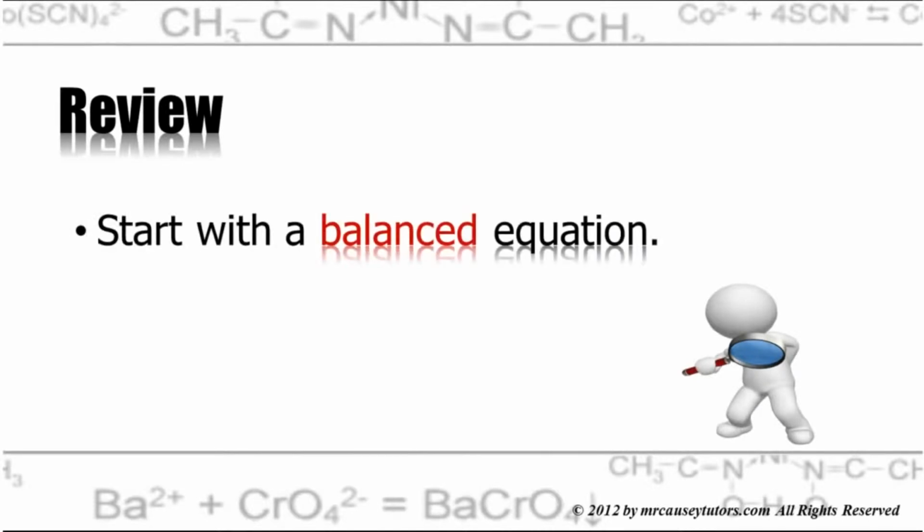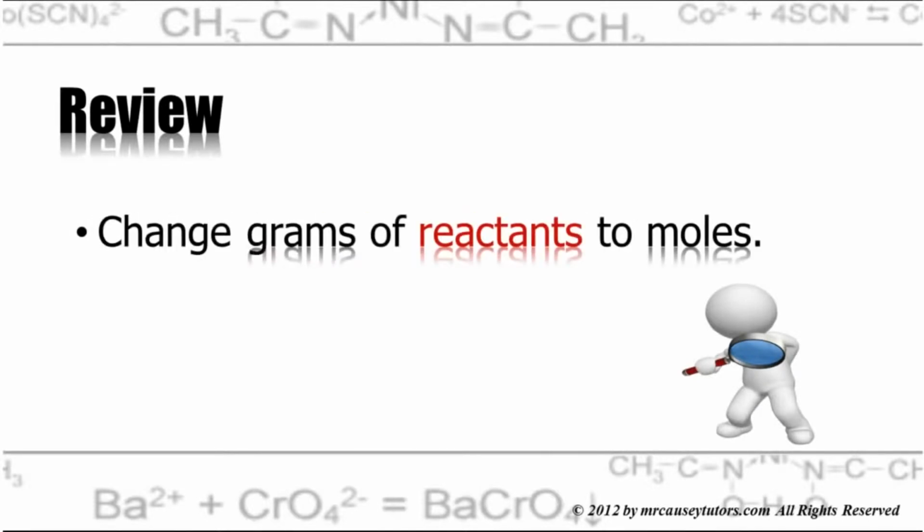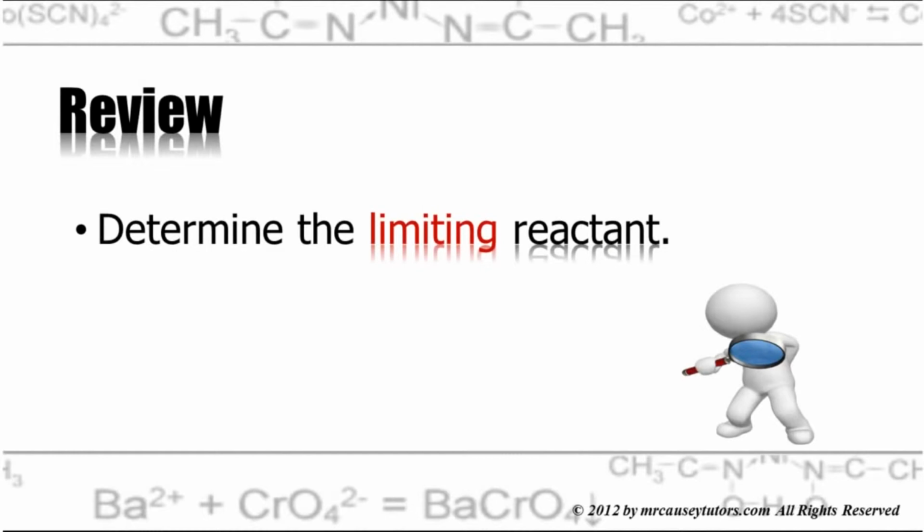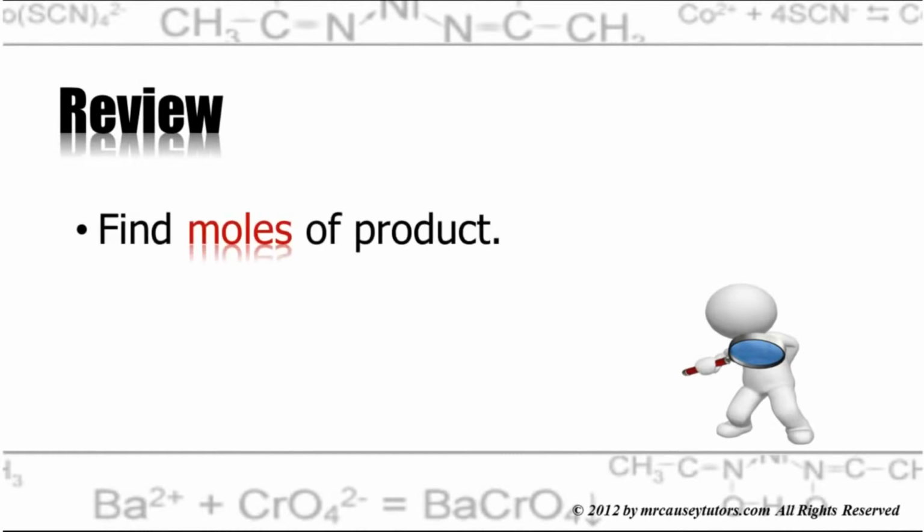Let's review. Start with a balanced equation. Change grams of reactants to moles. And you're going to use the molar mass of the reactants for that. Determine the limiting reactant. Find the moles of the product. Find the grams of the product.